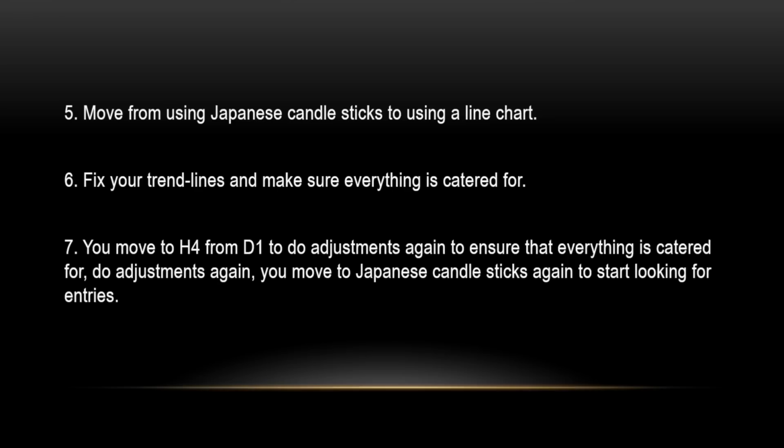Number 7, you move to H4 from D1. You remember you were on D1, now you move to H4 to do adjustments again and to ensure that everything is catered for. You do these adjustments again and then you move to Japanese candlesticks again to start looking for entries. When you are now on step number 7 on 4 hours, that's where you start looking for entries. Which entries am I gonna be taking?